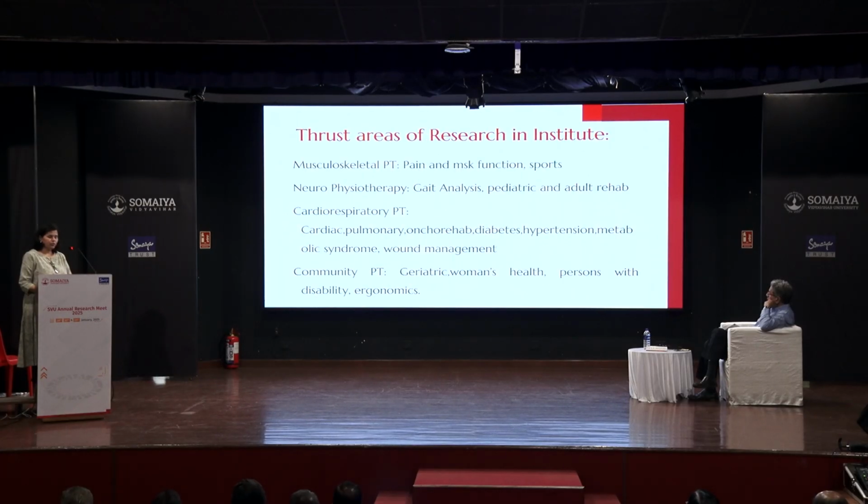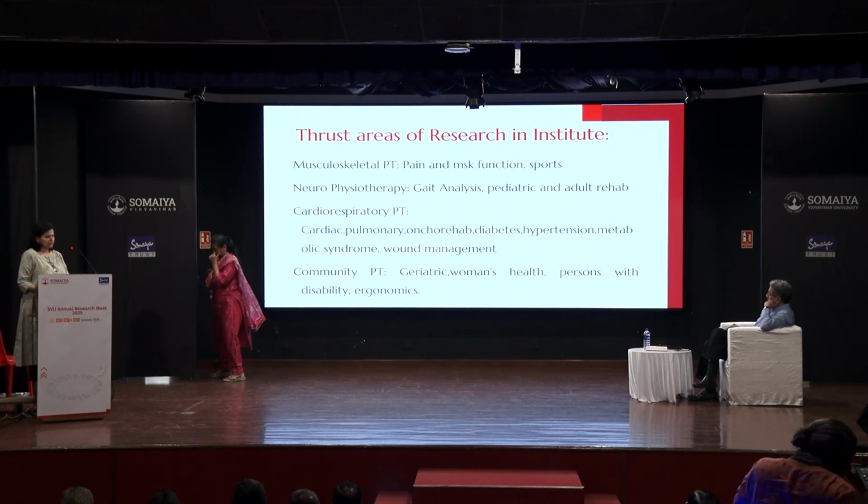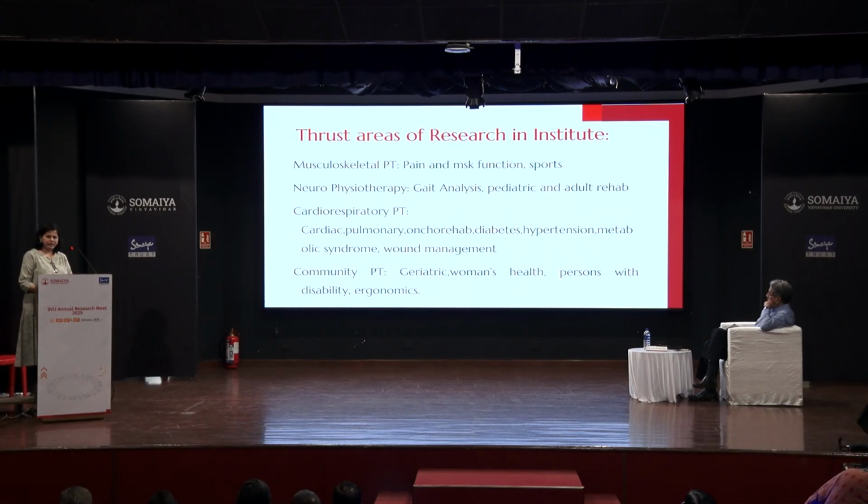We have 4 departments. The thrust areas are in musculoskeletal, where we work mainly on reduction of pain and improvement of function. So what works better in which areas? In neuro, we have a gait lab now. So pediatric, adult neuro rehab, cardiorespiratory, we have onco rehab. So a lot of rehab work and research around it is being planned and already happening. Also, wound management is one area, so a lot of research around diabetes, metabolic syndrome is being taken up by students as well as faculty. The community department is working on geriatric, women's health, persons with disability, ergonomics.